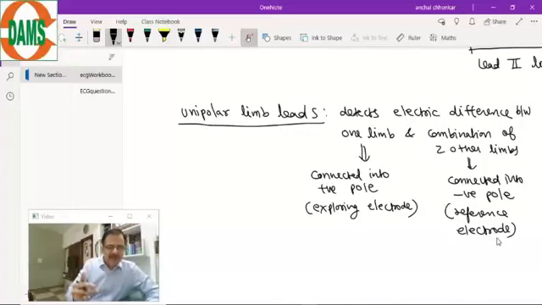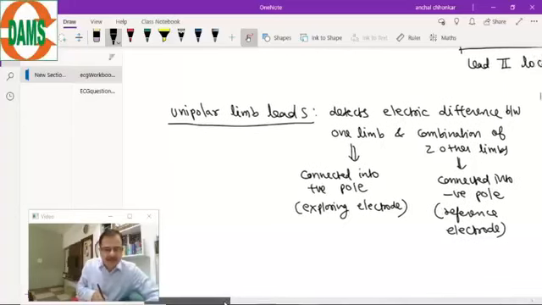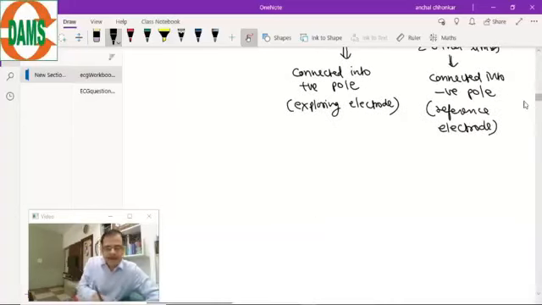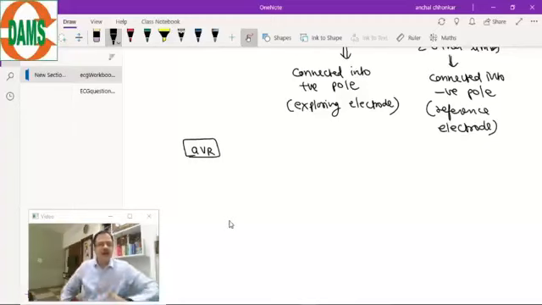Now with the help of the diagram, we'll understand these unipolar limb leads and their nomenclature once again. So the first one I will take is AVR. AVR is the first unipolar lead. Now coming to the importance of the Einthoven's triangle: the sum of all these three vectors comes out to be 0. That is the importance.